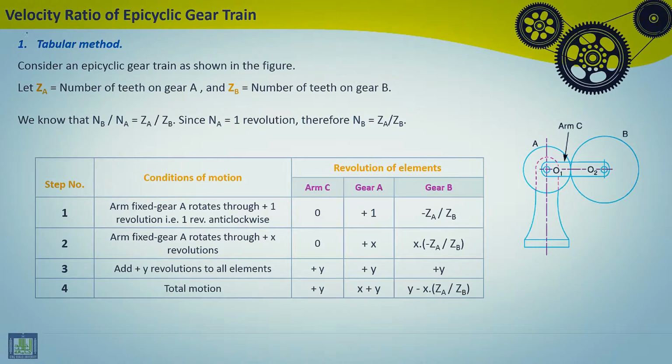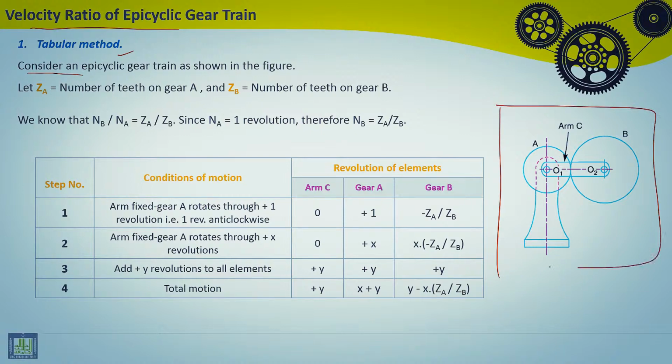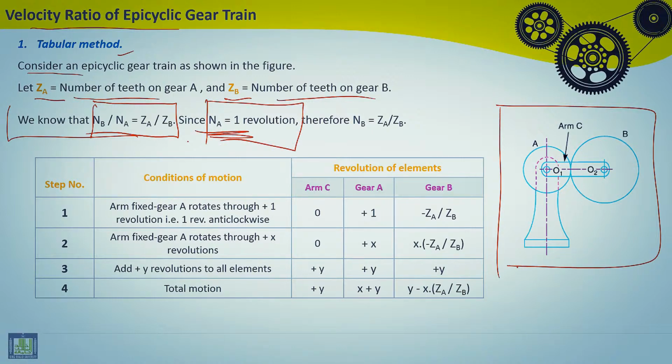We'll continue by presenting calculation of velocity ratio in epicyclic gear train, and I will present first method which is tabular method. Consider an epicyclic gear train as shown here in this figure. So ZA, this is the number of teeth in gear A, ZB is the number of teeth on gear B. We know that NB divided by NA is equal to ZA divided by ZB. Since NA is equal 1 revolution, therefore NB should be equal ZA divided by ZB.